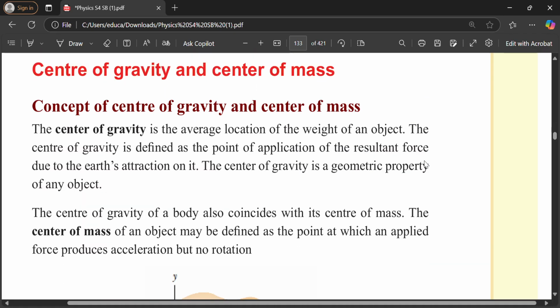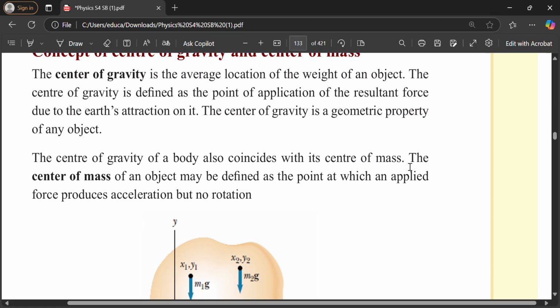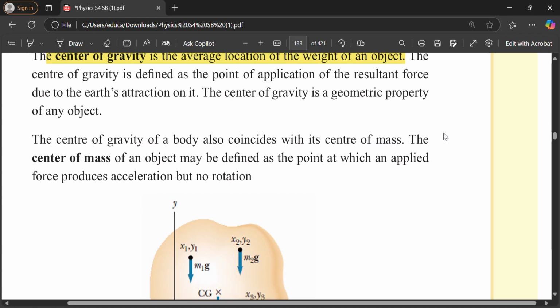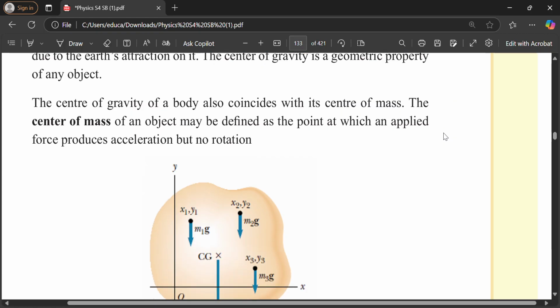What is the concept of gravity and center of mass? What is the center of gravity? Center of gravity is the average location of the weight of the object. Although we say weight is on every person or on every object, there is a point where the weight is concentrated. The whole weight of your body has a particular point where it is concentrated, or where it is centered. That is what we call the center of gravity.